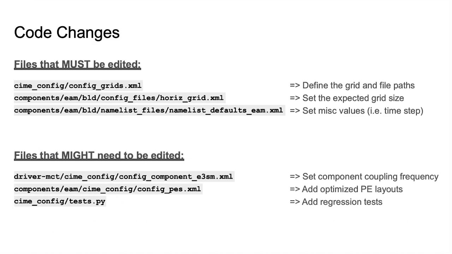And then finally, there are code changes that need to happen. There are three files that must be changed every time you add a new grid, to define the grid and change some namelist values. And then there are some other files that might need to be changed in special circumstances, if you're doing a coupled case or you want to add a regression test.